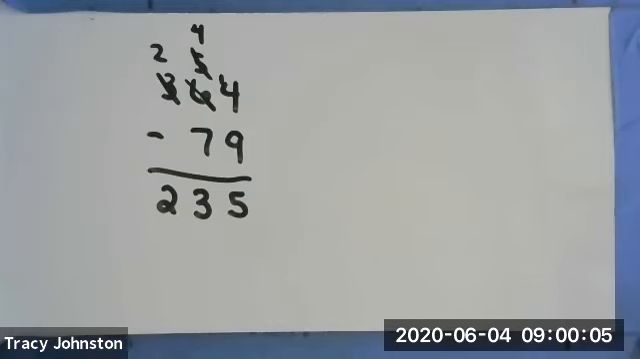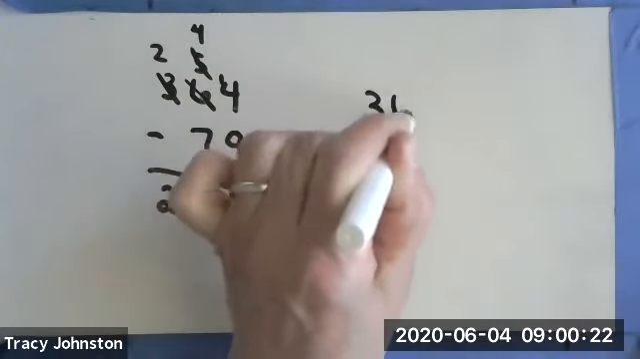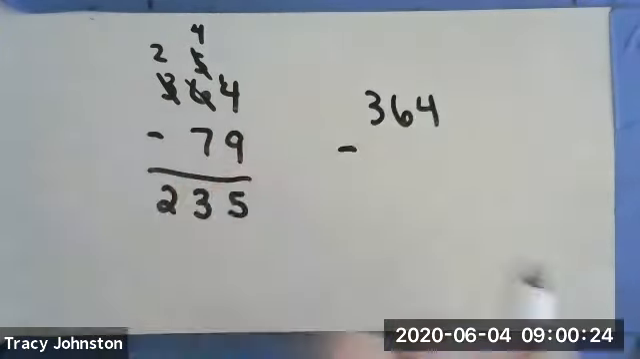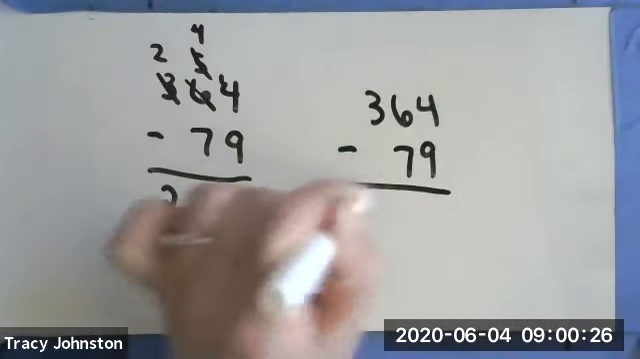Now we move to problem number 2. What I see here is that the student is attempting to apply the algorithm, but I strongly suspect that the student does not understand the algorithm. Let's start by writing the problem again, 364 minus 79.